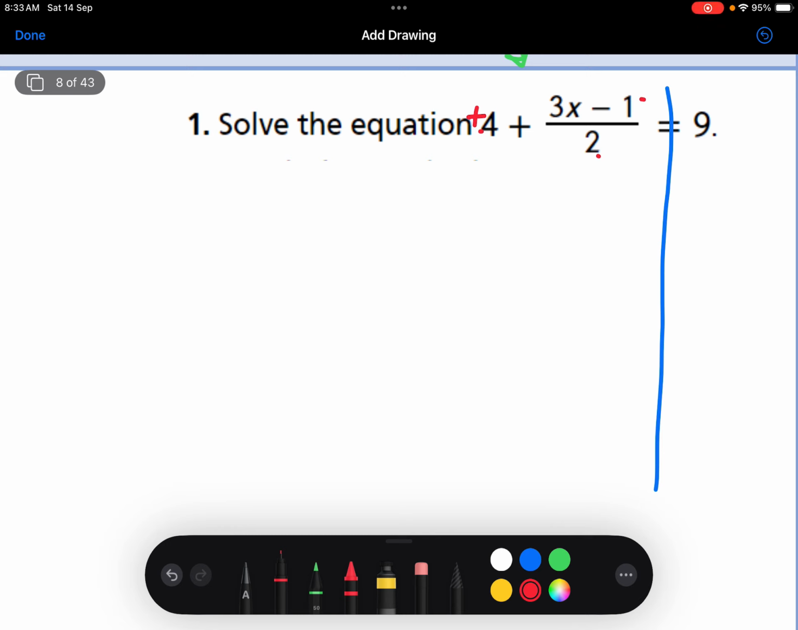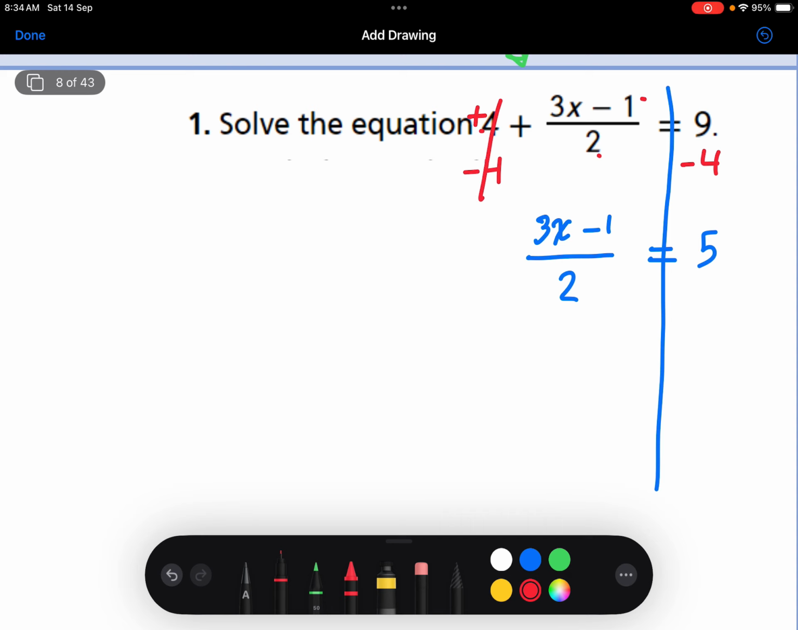To cancel this positive sign, to cancel this positive term, you have to subtract or have a negative opposite of it on both sides. The 4 is cancelled. Now what do I have left? I have left on the left side, I have 3x minus 1 over the 2 equals 9 minus 4 is 5.